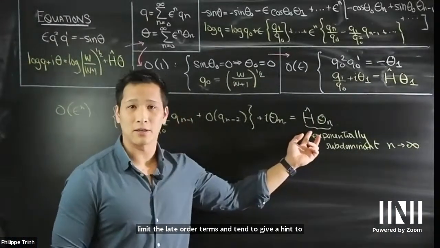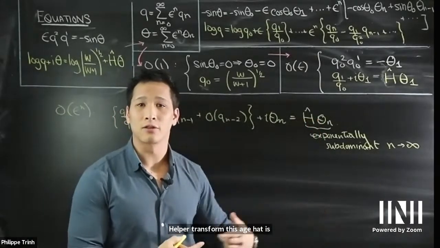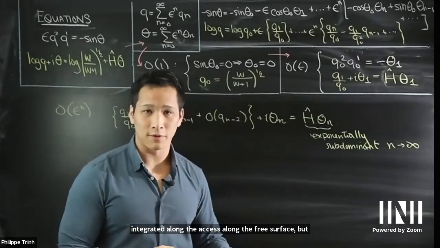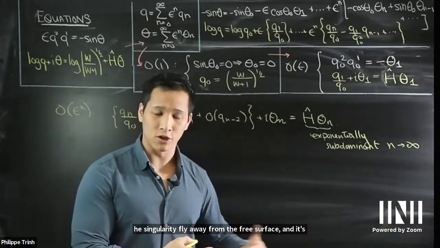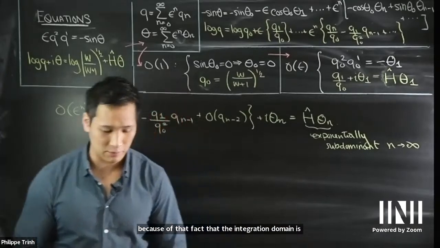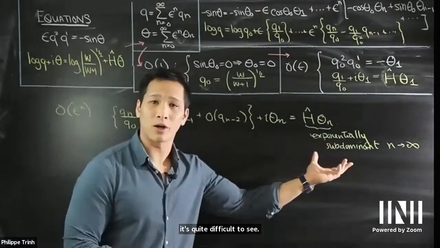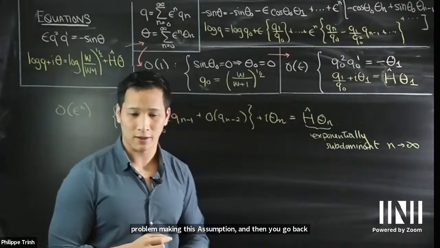The hint is that basically the Hilbert transform, this h hat, is integrated along the axis, along the free surface. But the singularities lie away from the free surface. And it's because of that fact that the integration domain is further away from the singularities that this guy is exponentially subdominant. But it's quite difficult to see at this point. What you do is you try to solve the problem making this assumption, and then you go back and you see, was that assumption actually valid?